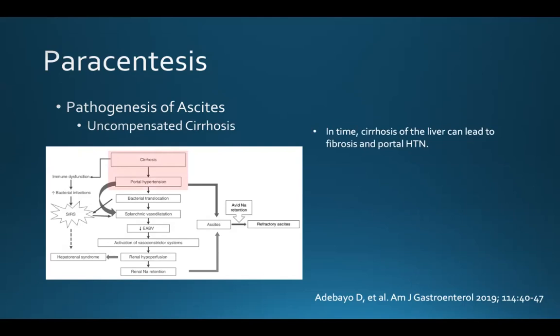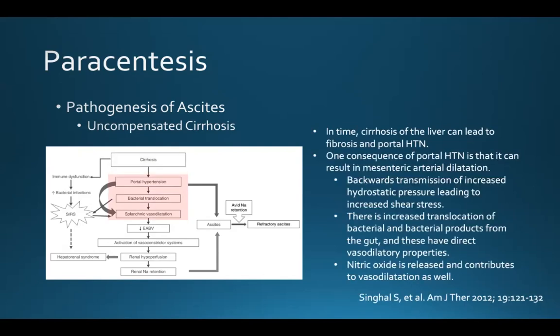We know that cirrhosis of the liver can lead to fibrosis and portal hypertension. One consequence of portal hypertension is that it can result in mesenteric arterial dilatation. This is due to backwards transmission of increased pressure leading to increased shear stress in these vessels. There's also increased translocation of bacterial and bacterial products from the gut, and these have direct vasodilatory properties. And finally, nitric oxide is released and contributes to vasodilatation as well.